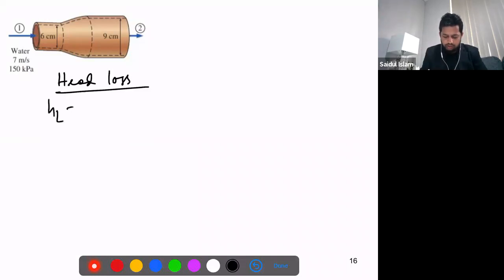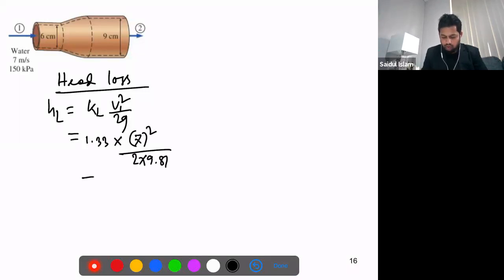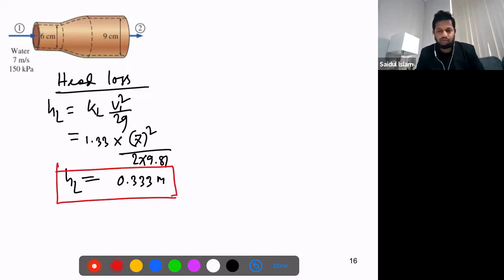Anyways, so the head loss. It is HL equals KL V squared over 2g. All right, so V is actually the velocity at the inlet. The KL is 0.133. The velocity is 7 m/s and it is 2 × 9.81. So we'll get 0.333 m. This is the head loss. We have done the first part of this problem.